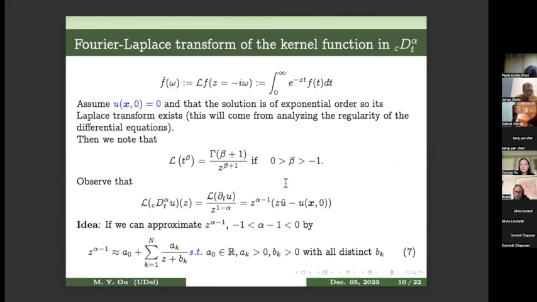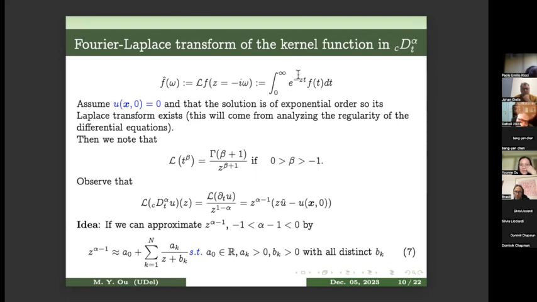When I go to the transform domain, the frequency domain, then I will be dealing with a product. So here I define this Fourier-Laplace transform of the kernel function. If you don't worry about this one, you take the Laplace transform, and I'm transforming at z equals minus i omega. So if I look at this side, this is just like a halfway Fourier transform, right?